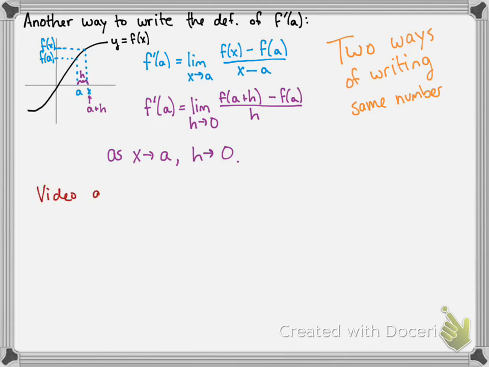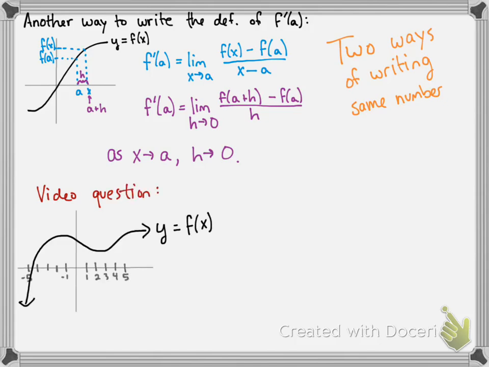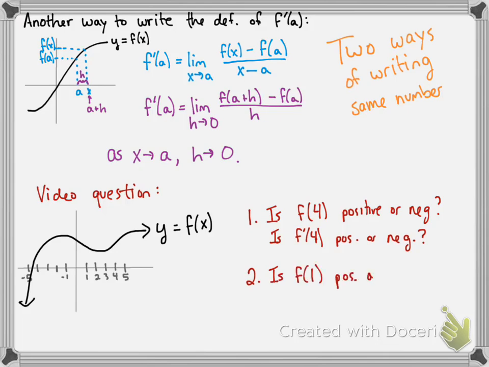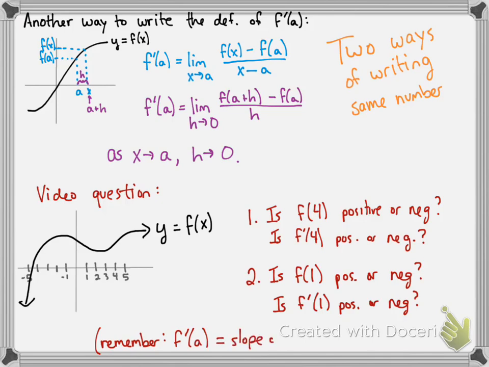Okay. Video question. Here's a pretty little graph. I would like to know these things. Is f of 4 positive or negative, and what about f prime of 4? Is f of 1 positive or negative, and what about f prime of 1? Remember that f prime of a on a graph tells you the slope of the graph. In general, it's the rate of change of the function with respect to x, but on a graph that just gives you slope. So bring that to class, and I'll see you there.